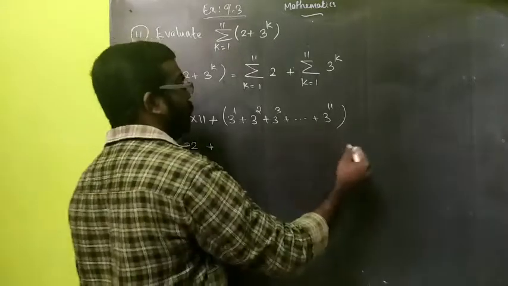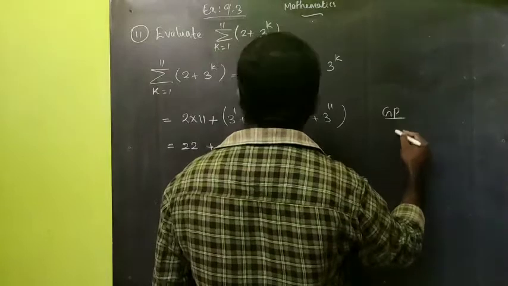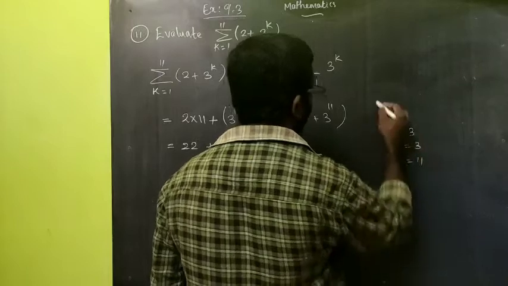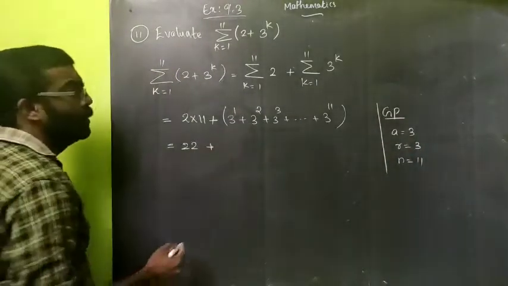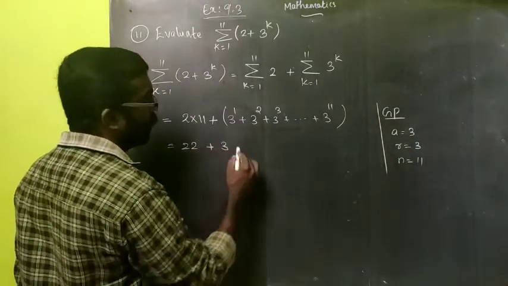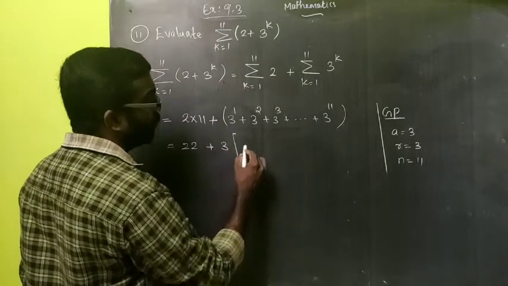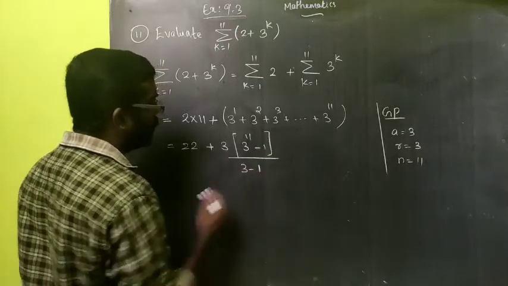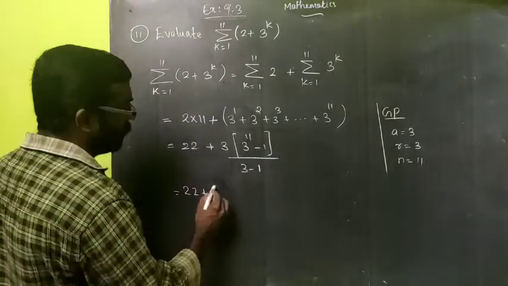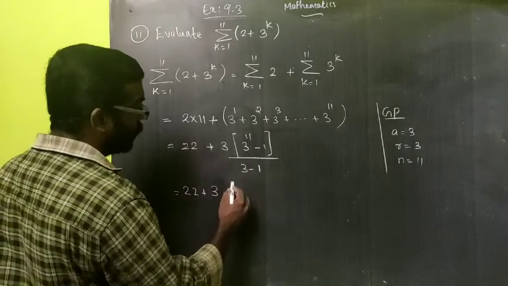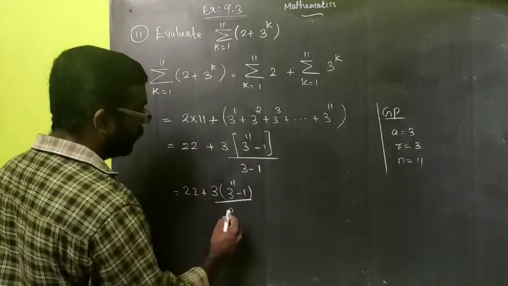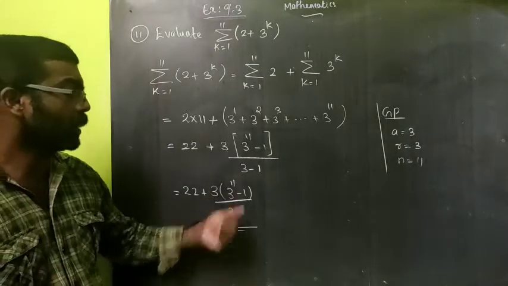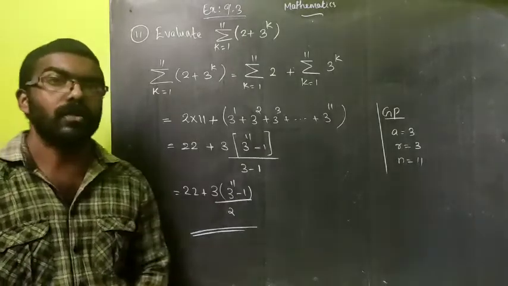This is in the form of a GP with the first term a equal to 3 and r equal to 3. n is equal to 11. So we can use the formula here. a into (r raised to n minus 1) divided by r minus 1, that is 3 into (3 raised to 11 minus 1) divided by 3 minus 1. So 22 plus 3 into (3 raised to 11 minus 1) divided by 2. This is our answer. Okay.